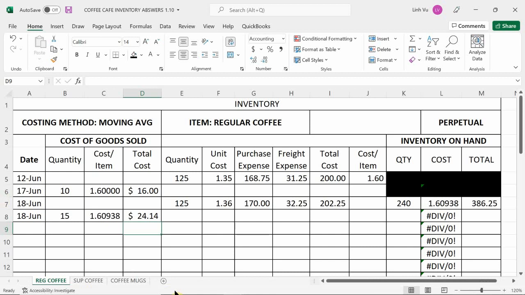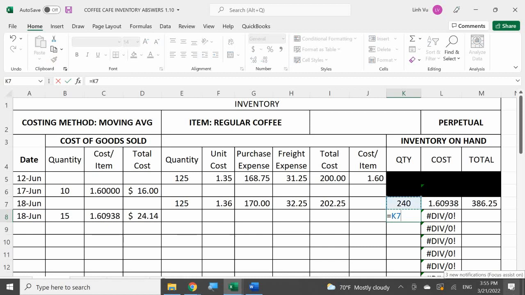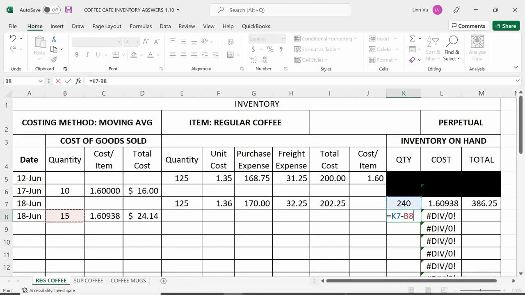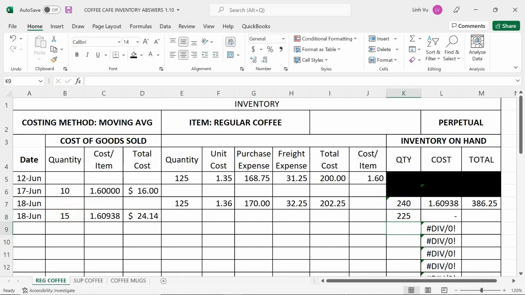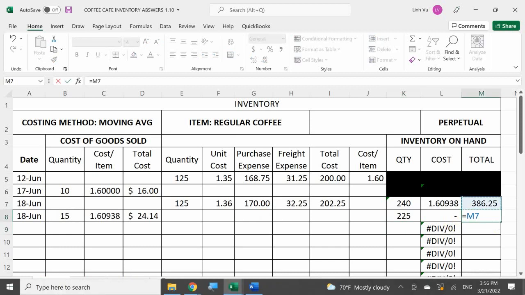$24.14. So let's go ahead and update my inventory, because I no longer have 240 pounds left, right? I end up using 15. So therefore, I should be left with 225 pounds left. Right? All right. What about my total cost?